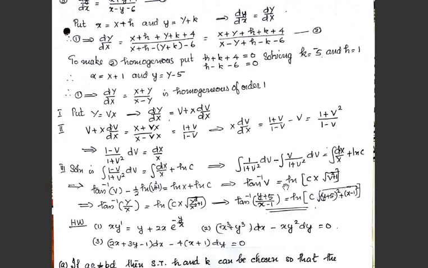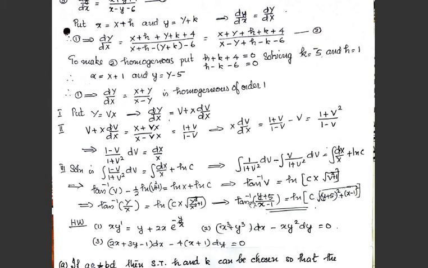That is tan inverse v is equal to ln of cX into root of (v square plus 1). Now we have to give the substitution for v. That is tan inverse v, where v is Y by X, equal to ln of cX into root of (Y square by X square plus 1).